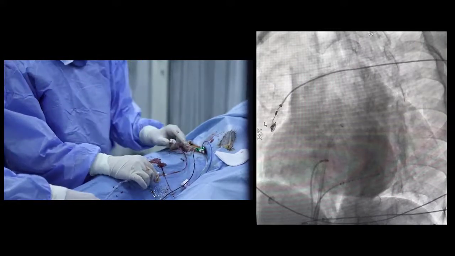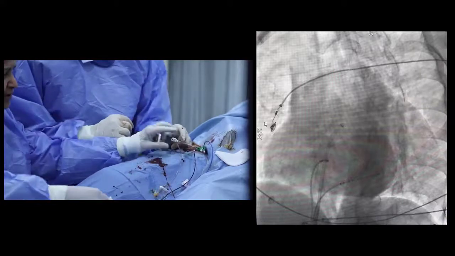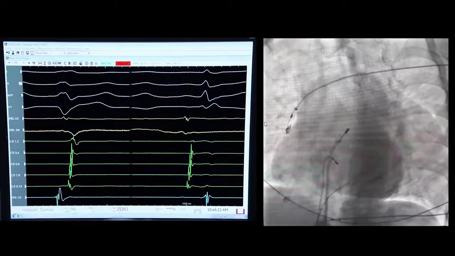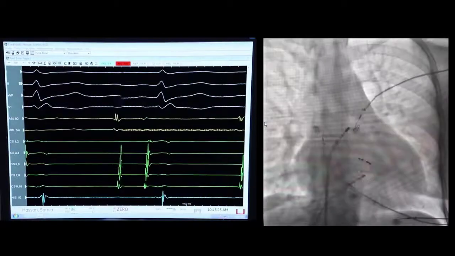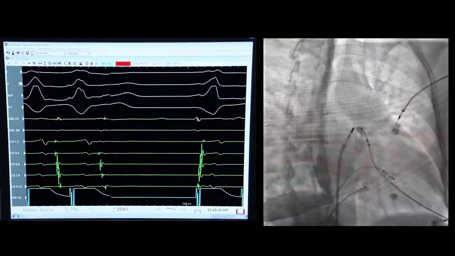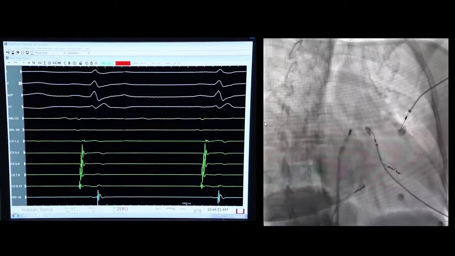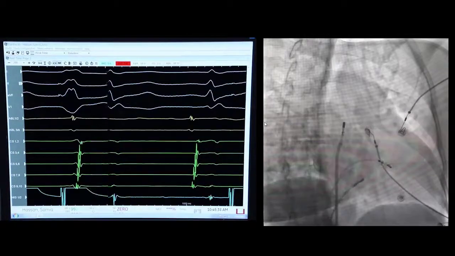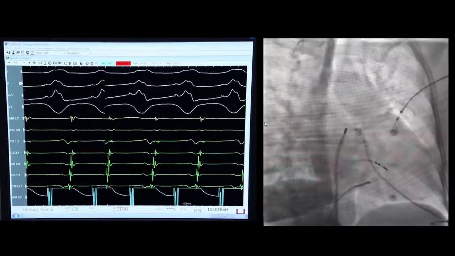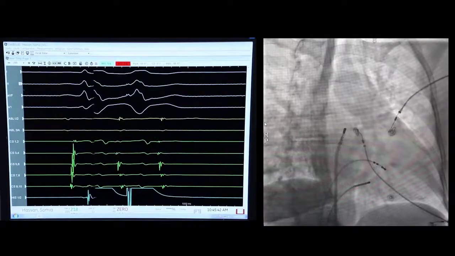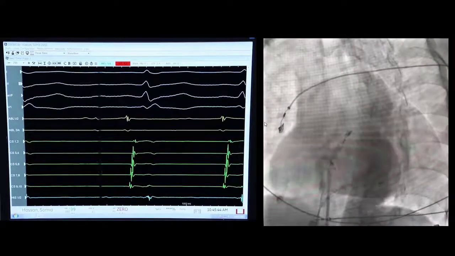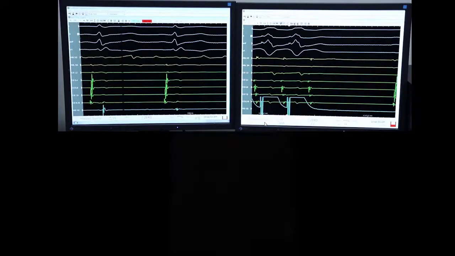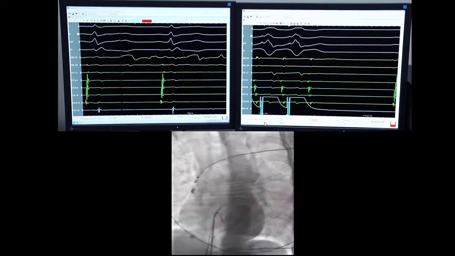Here we can see the flushing of the long sheath, with precaution for the absence of any air bubble in the IV line. We can see here the sinus rhythm and a PVC from the His. Then we can see ventricular pacing from the RV, and the irrigated tip ablation catheter starts to map the mitral annulus from the left posterior region up to the anterolateral region.